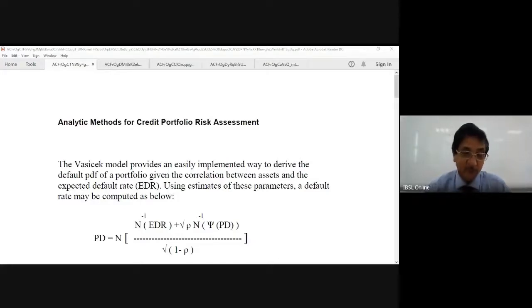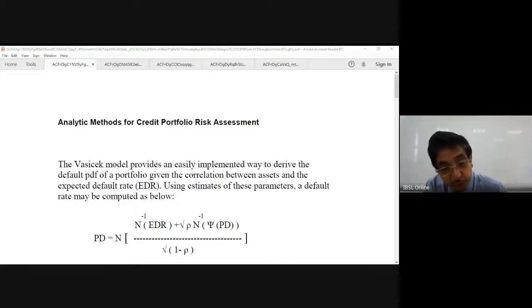Now, what do you mean by a default correlation? If one loan defaults, there is a tendency for other loans to also default. So that is the correlation, and we call it default correlation. That default correlation is very, very high in an economic downturn. So it's an economic factor.